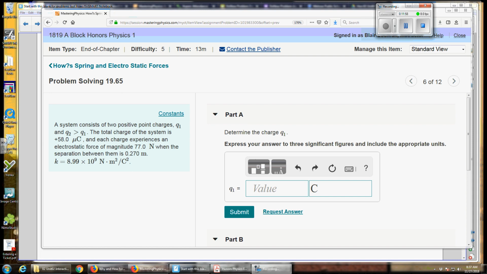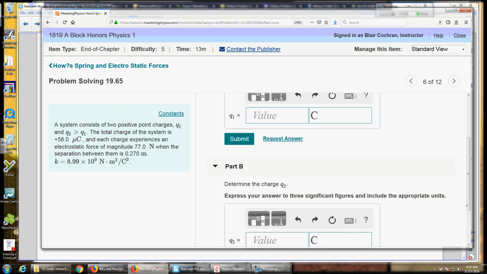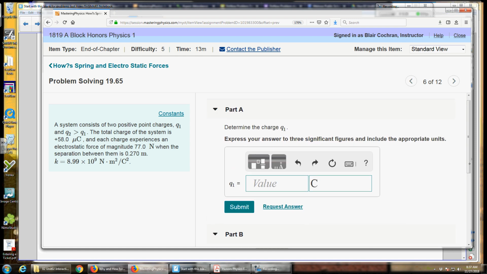We got two positive point charges. The total charge in the system is given in microcoulombs, and it's positive. Each charge experiences an electrostatic force of that, where the separation is this. And they want to know what the two charges are. And we should notice that Q2 is larger than Q1.